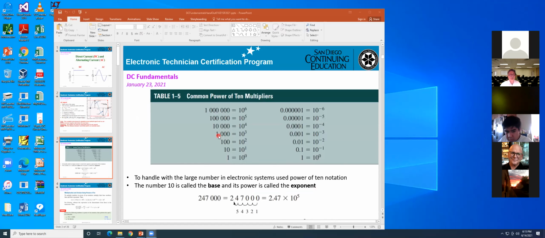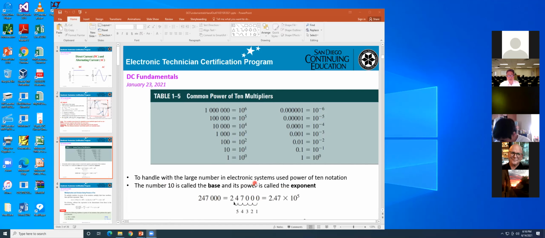Now, next one, common power of 10. Basically, you're looking here, you get a 1 million. They will be equal to 10 power of 6, or 10 power of 5, 10 power of 4, 10 power of 3, power of 2, power of 1, power of 0. 10 power of 0 equals 1. Any number with power 0 equals 1. And also, if you get a 0.00, whatever, they will be 10 power minus 6, minus 5, minus 4, and so on. Okay? You handle with the left number.